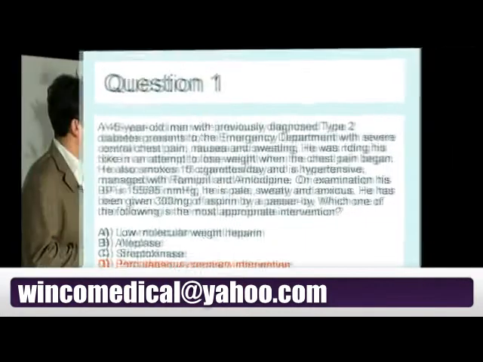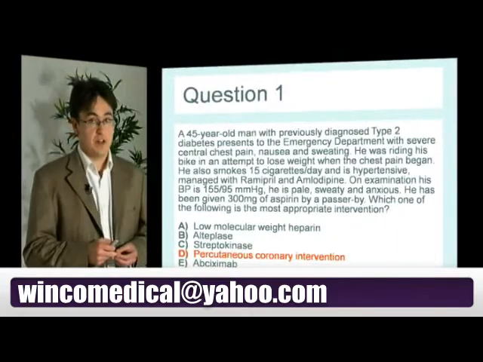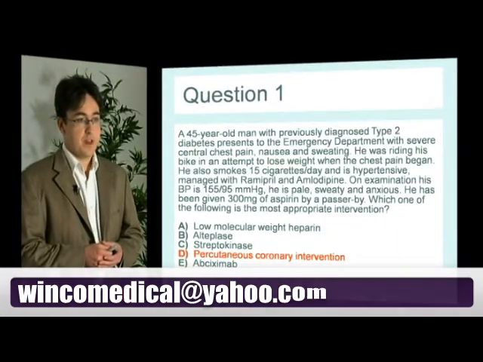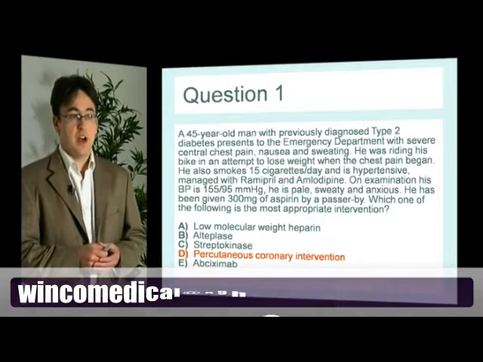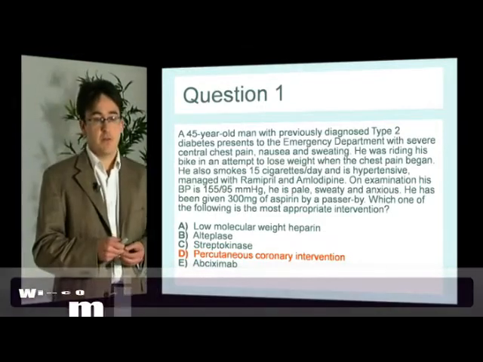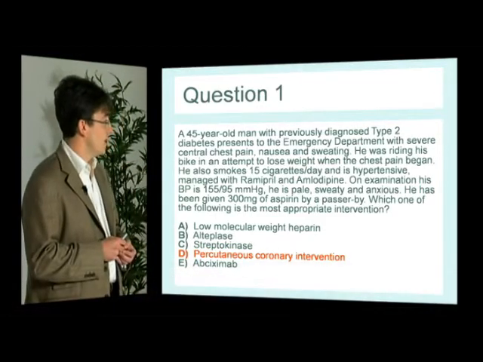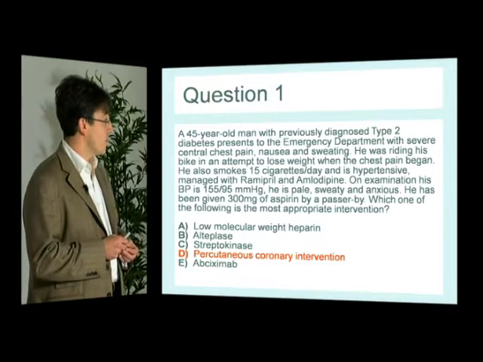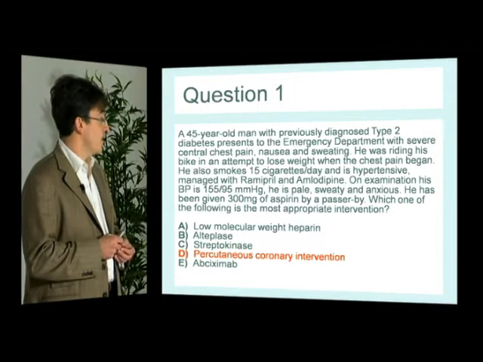If you elected for D, percutaneous coronary intervention, you'd be right. This man is presenting with clear symptoms of an acute myocardial infarction. He clearly has risk factors for coronary artery disease, including being a smoker, having diabetes, and hypertension.